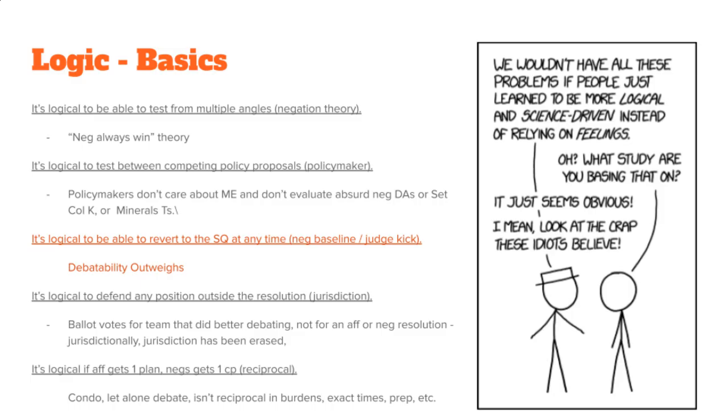Alternatively, you might see the flavor of this. It's the extreme opposite. It's logical. If the AF gets one plan, the neg should only get one counterplan. And this is almost like a reciprocal-based warrant.